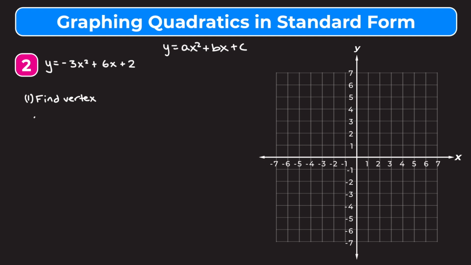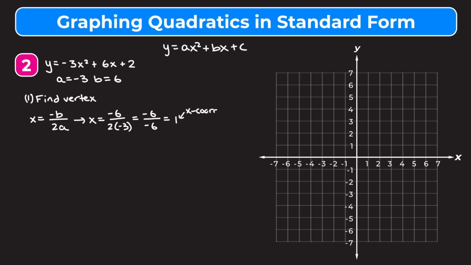And remember, we have to use this equation, x equals negative b over 2a, to find the x-coordinate of our vertex. So in this equation, a is equal to negative 3 and b is equal to 6. So now we're going to plug that in. So we're going to have x is equal to negative 6 over 2 times negative 3. And we're just going to simplify this. So we have negative 6 on the top, and 2 times negative 3 gives us negative 6 on the bottom. Negative 6 divided by negative 6 gives us 1 for the x-coordinate of our vertex.